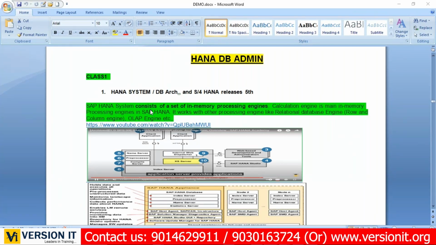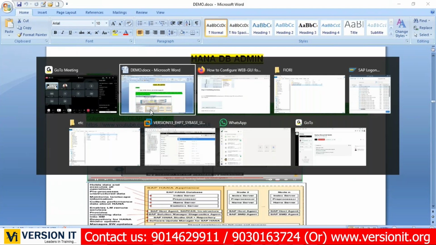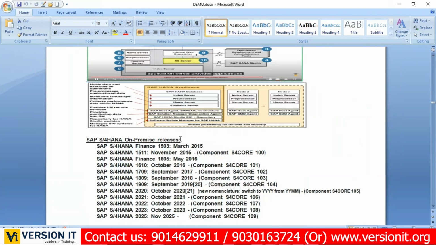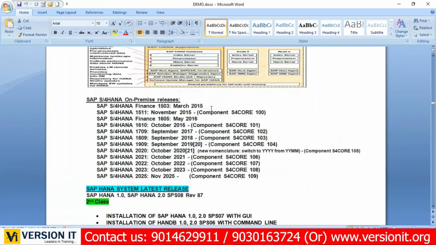Then after a while, SAP released a new system with the name S/4HANA. So it was 2015 only that SAP released it. In which year? March 2015. And what was the name given to that system? S/4HANA Finance 1503. Only Finance was updated, and the regular modules are equivalent to whatever you have in ECC6.